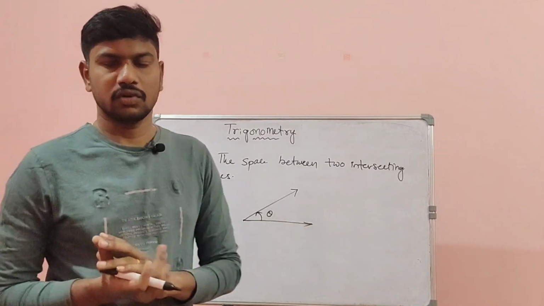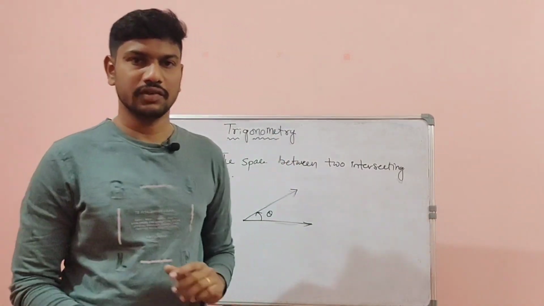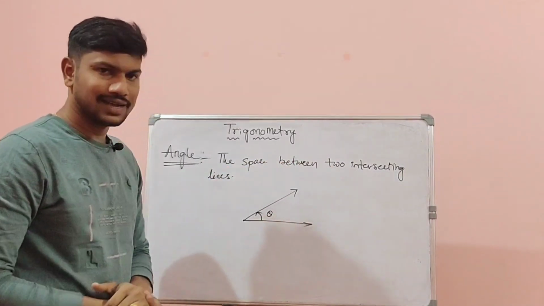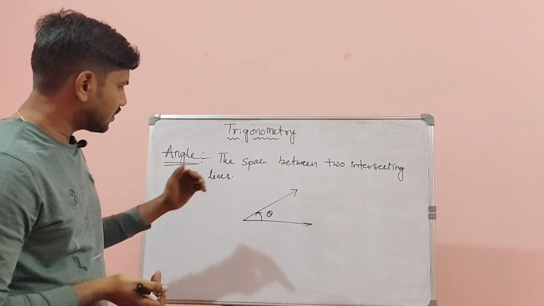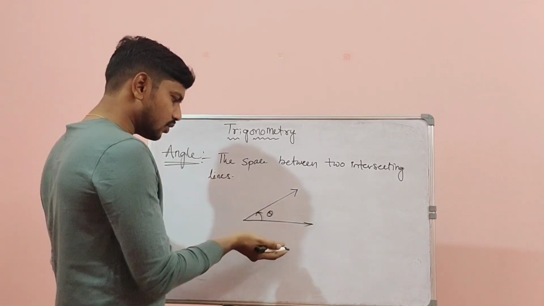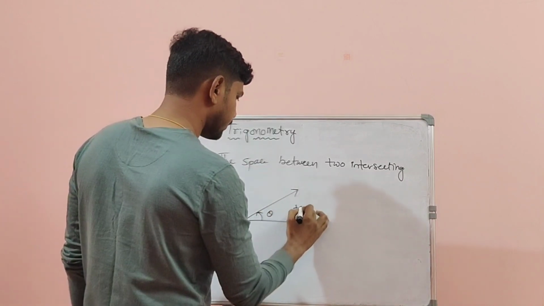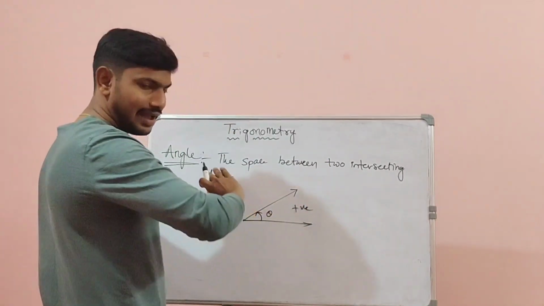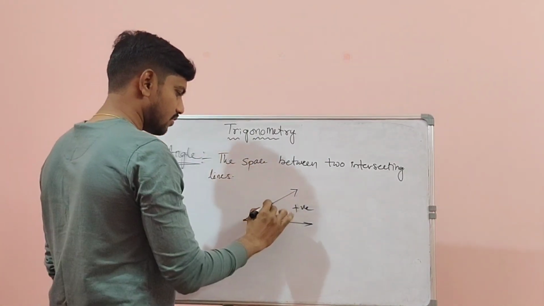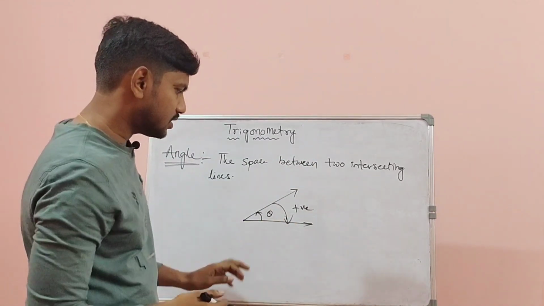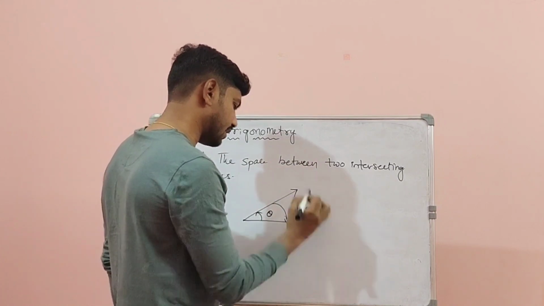Now we need to learn about angles. The angle definition: the angle is the space between two intersecting lines. Especially in trigonometry, if the angle is rotated in the anti-clockwise direction, we say it is positive. Suppose the angle is measured in the clockwise direction, like this. If it is rotated in the clockwise direction, we take the angle as negative.